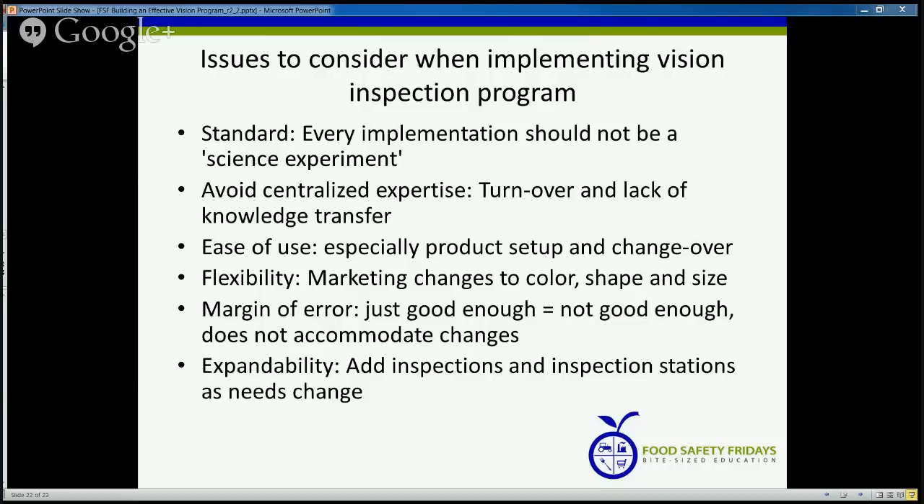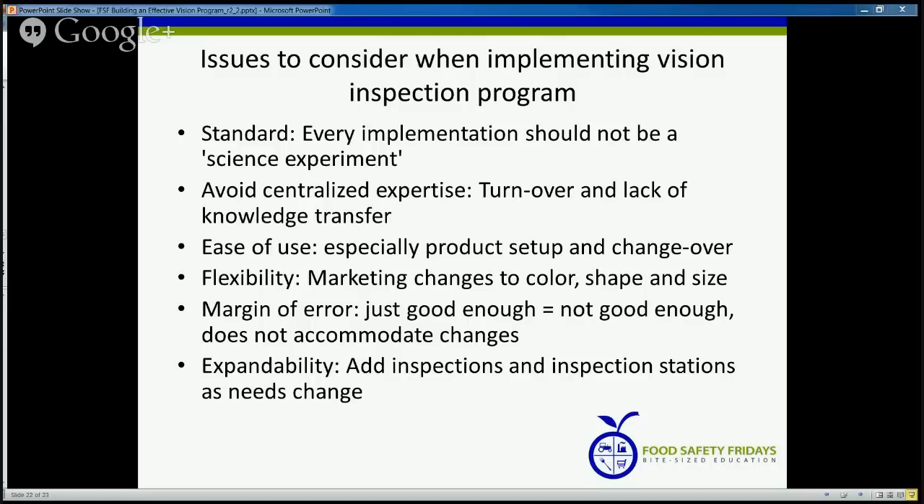Also, avoiding centralized expertise. If a vision system is installed by one specific person, the risk is that person may end up leaving the company at some point, and then all your vision knowledge goes with them, and therefore you've got a vision system that doesn't work because nobody knows how to use it.